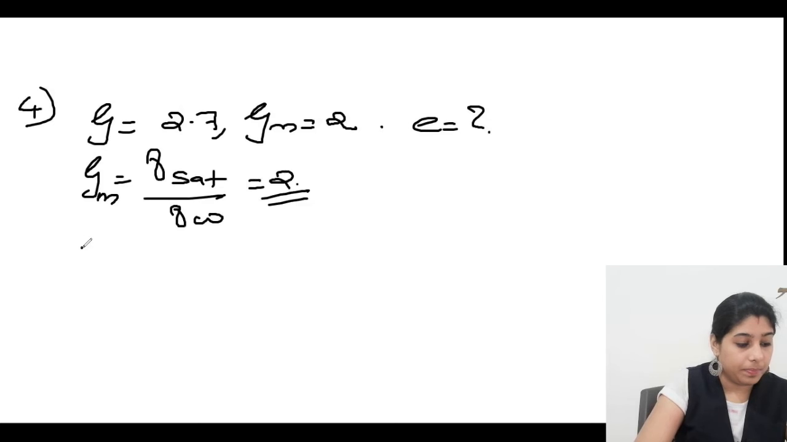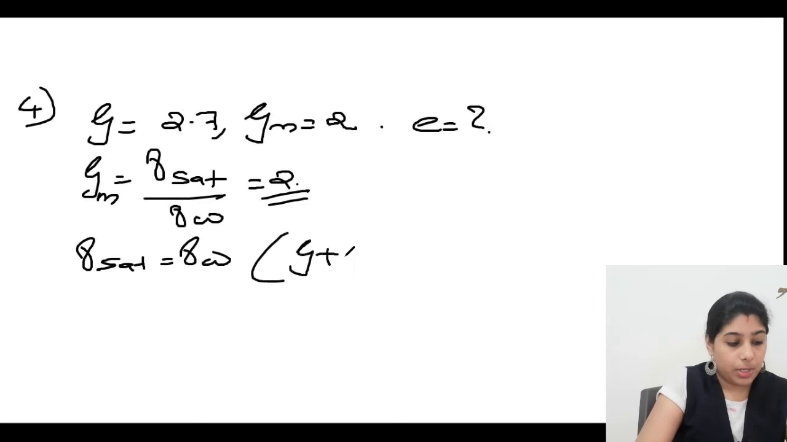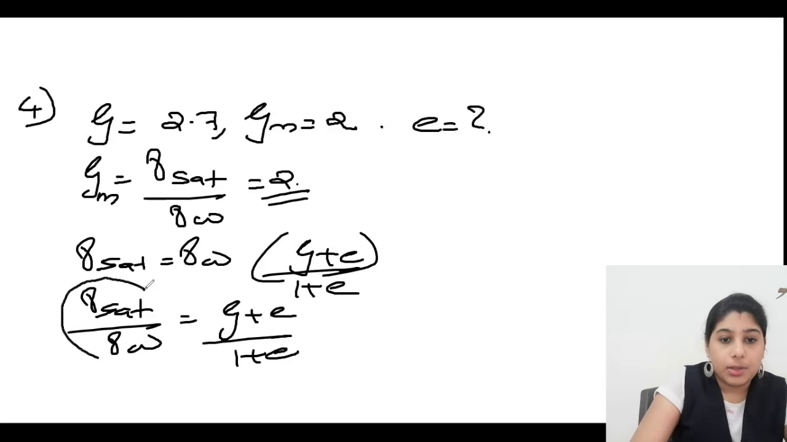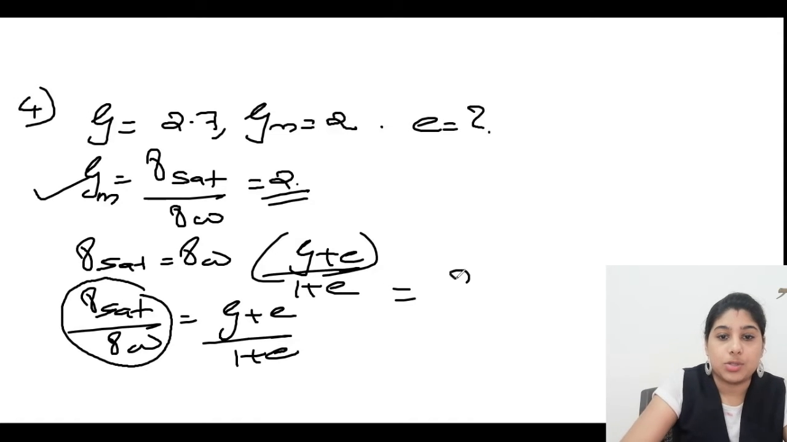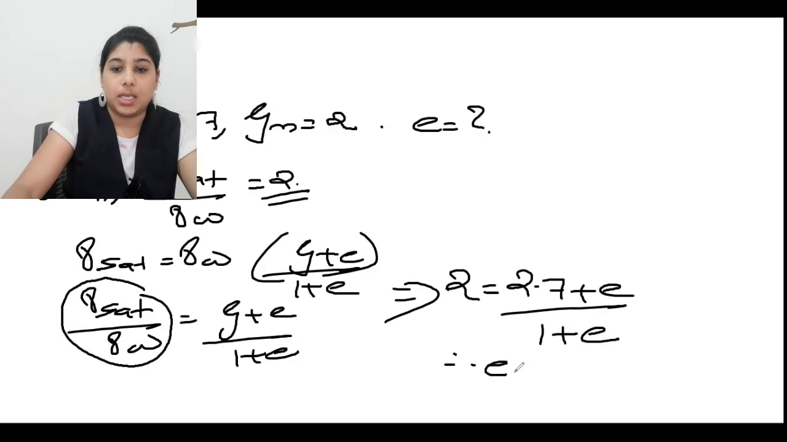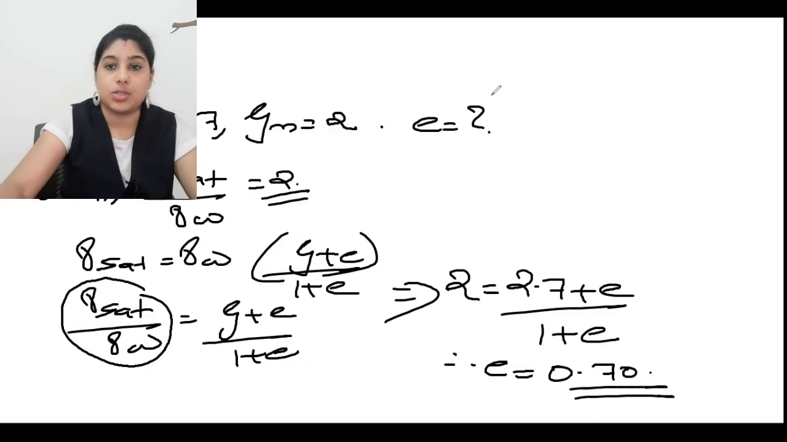And you know this equation, gamma saturated is equal to gamma w into G plus e by 1 plus e. That is, gamma saturated by gamma w is equal to G plus e by 1 plus e. You know this ratio, that is why I have taken this on this side, because Gm is already given as 2. So 2 is equal to, G is given 2.7, plus e by 1 plus e. Therefore, when we calculate and cross multiply, you will get the answer 0.70.